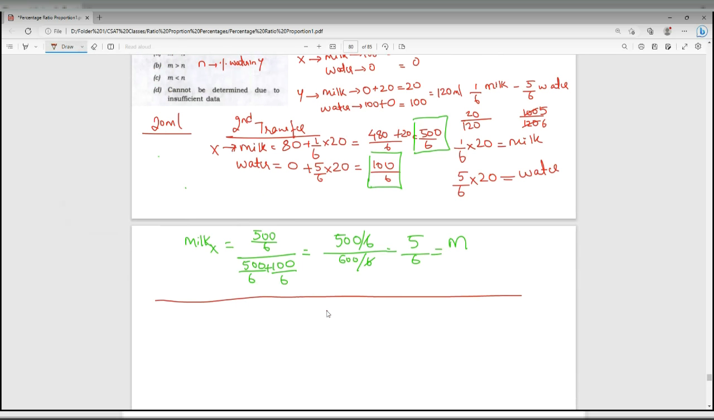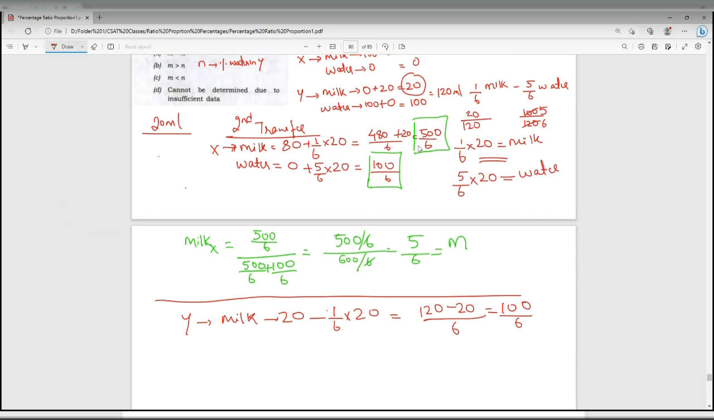So in Y, milk was 20 ml. Earlier it was 20 ml. Now this much milk is being removed: 1/6 of it, so 1/6 into 20 is being removed. So if you take LCM 6, 120 minus 20 is equal to 100/6 is left out.